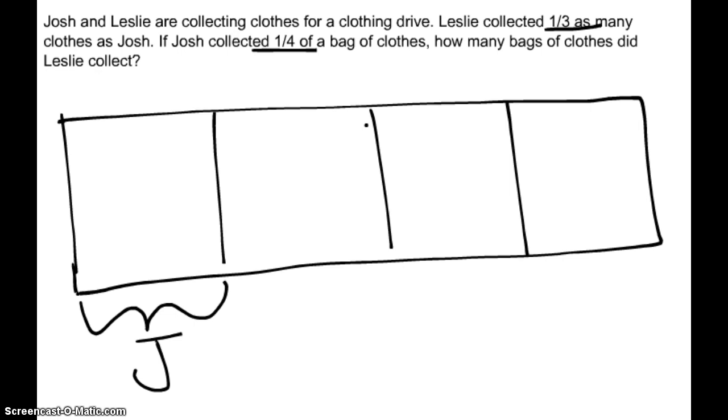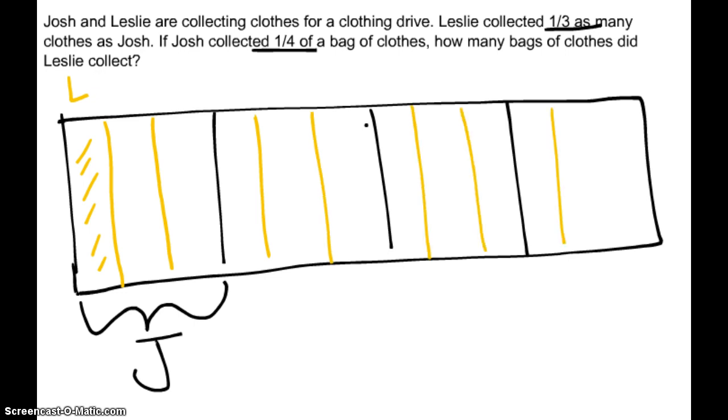Well, if she collected a third as many, then we've got to split what Josh collected into thirds. So this would be 1/3 of what Josh collected. So that's Leslie. Now, we have to find out how many bags or how much of the entire bag she collected. We've got to make equal parts. So I'm going to split everything else into thirds as well. So I know that Leslie collected 1 out of 1, 2, 3, 4, 5, 6, 7, 8, 9, 10, 11, 12. 1 out of 12. 1/12 of a bag.